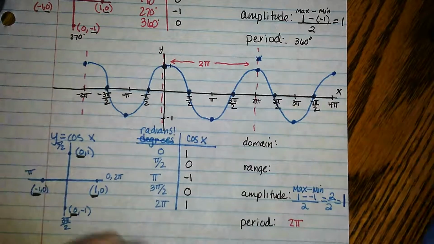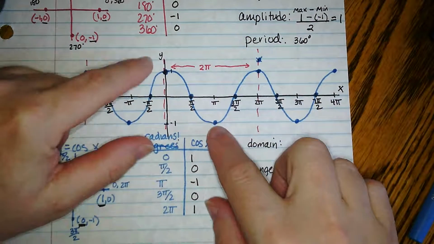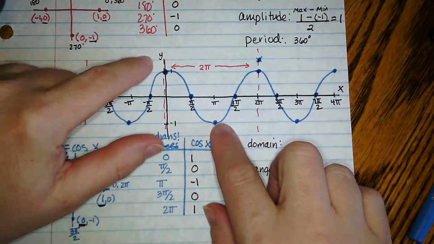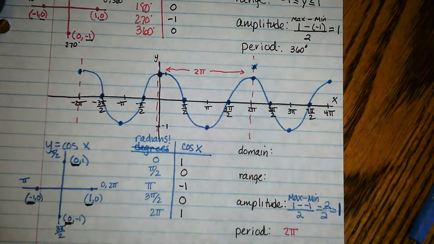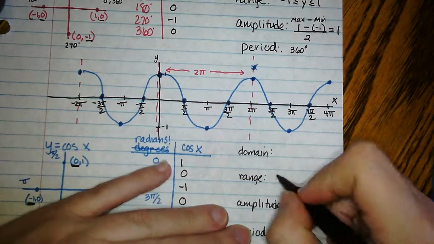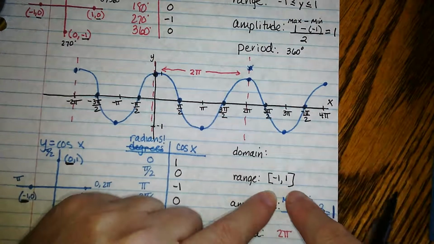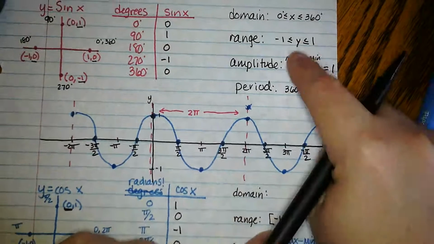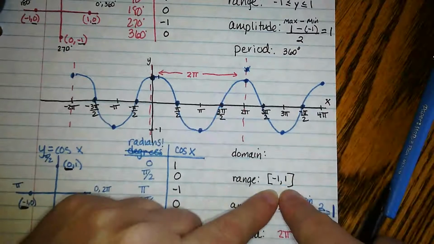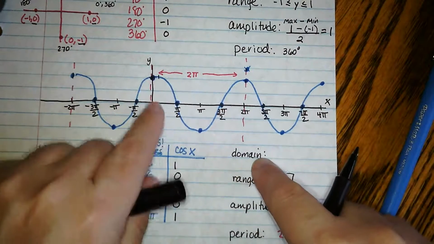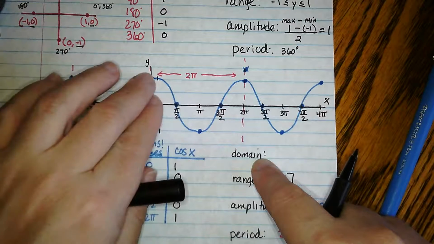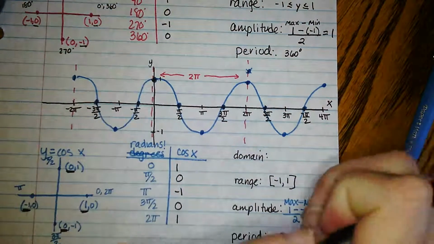Range. Our range is from lowest to highest value. So our lowest value is -1. Highest value is 1. And you can write it like this as well. Just interval notation. You can write it like that. Instead of this notation, you can use interval. And domain, we're going from 0 to 2 pi for one rotation.